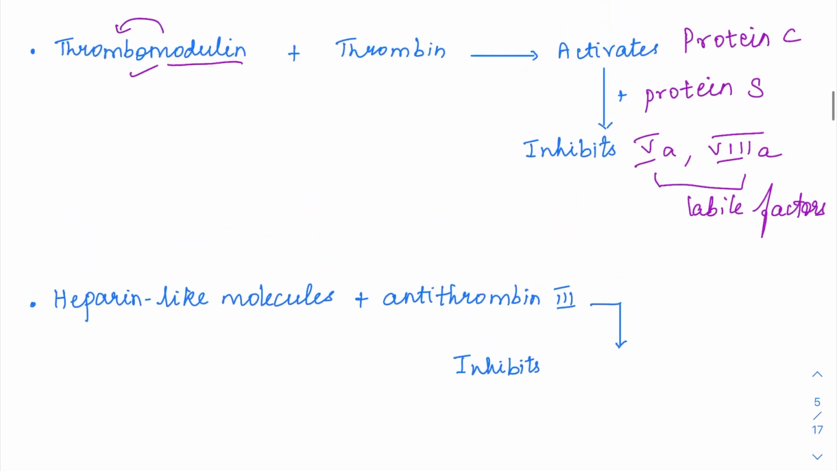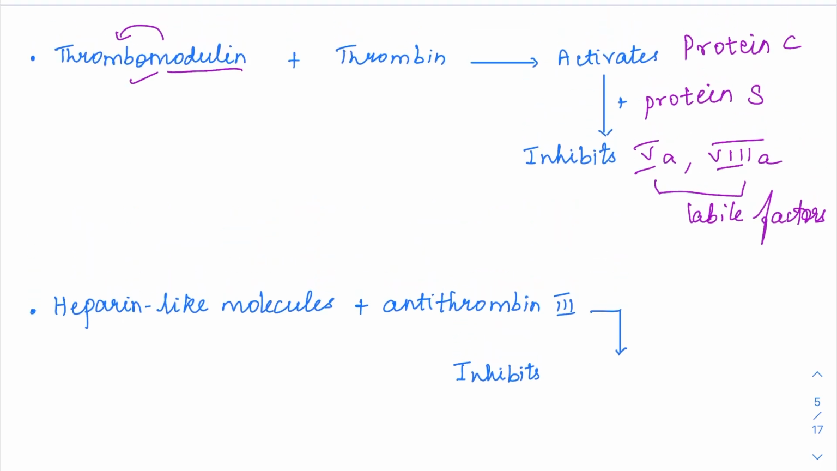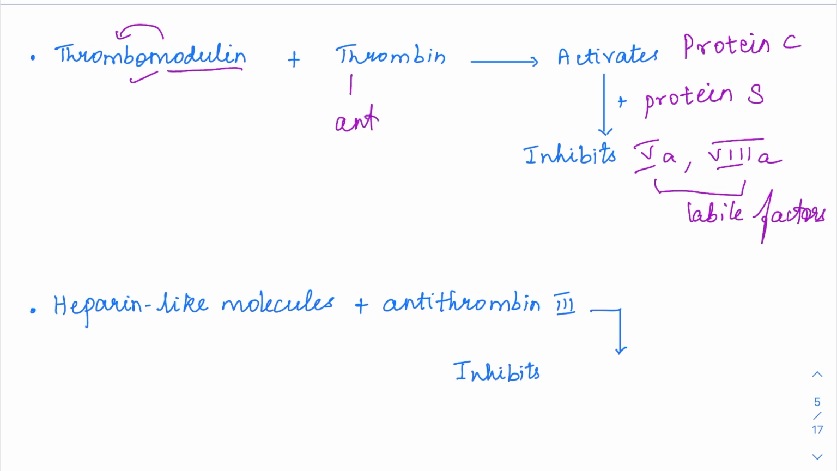So this mechanism we understood, right? Thrombomodulin interacts with thrombin and activates protein C and protein S. Now together they are going to inhibit factor 5 and factor 8. So this is why I mentioned that thrombin is an anticoagulant in the normal state.